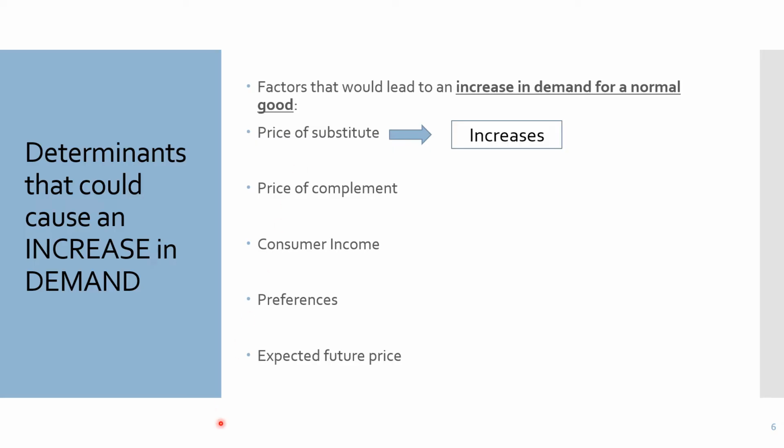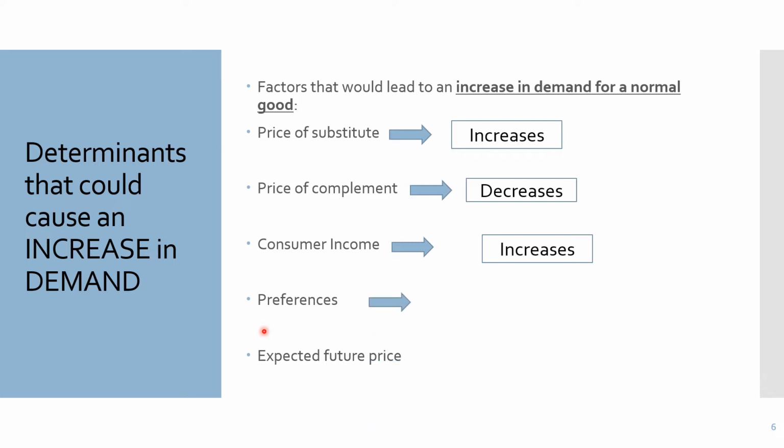Then we can go and have a look and say, what must have happened to the price of a complement? For example, maybe we want peanuts or crisps with our Coca-Cola. The price of a complement must have decreased. The next two are relatively easy. Consumer income must have increased. The demand for any normal product will increase when a consumer's income increases, and preferences or a desire for that product must be greater, or also we could say has increased.